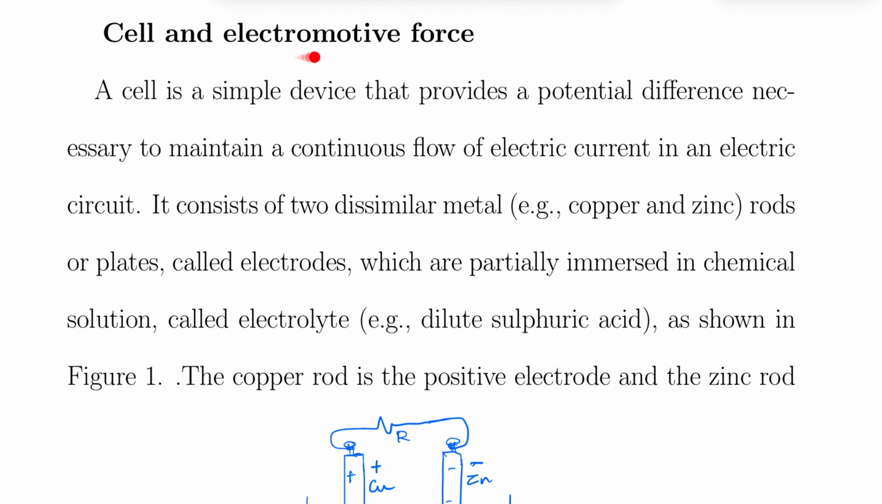Cell and electromotive force. A cell is a simple device that provides the potential difference necessary to maintain a continuous flow of electric current in an electric circuit. It consists of two dissimilar metals, for example, copper and zinc rods or plates, which we call electrodes. They are partially immersed in a chemical solution, which we call electrolyte, which may be dilute sulfuric acid. This is shown in figure 1 here.